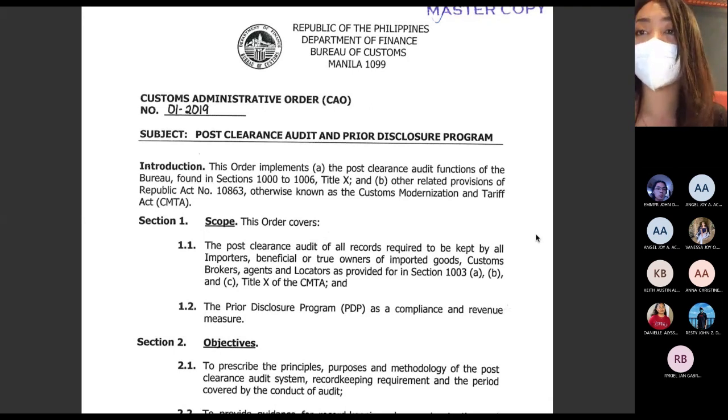This order implements the post-clearance audit functions of the Bureau found in Sections 1000 to 1006, Title 10, and other related provisions of Republic Act Number 10863, otherwise known as the Customs Modernization and Tariff Act.